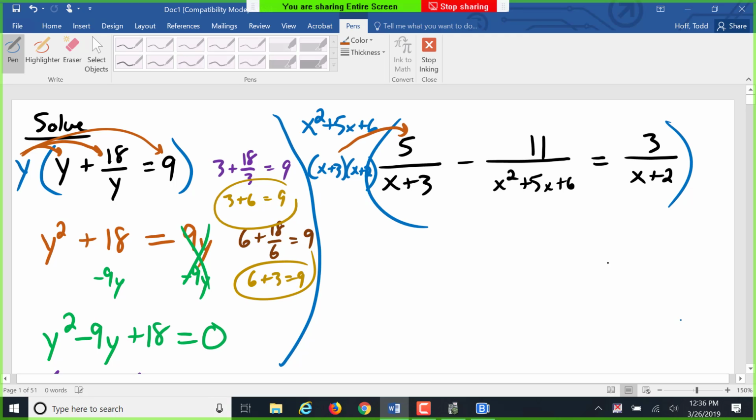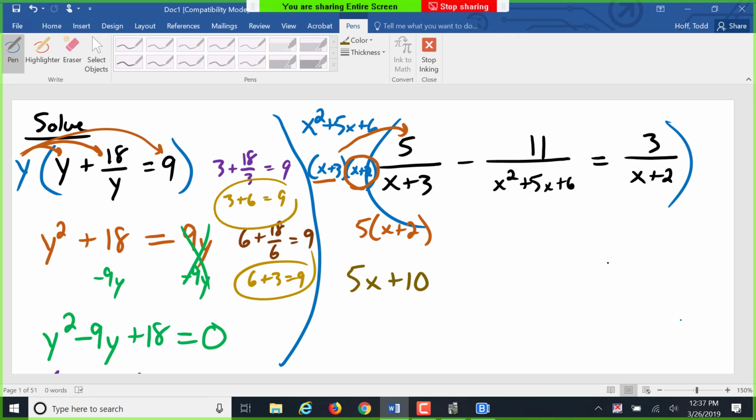So we multiply the first term, 5 over x plus 3. Well, the x plus 3 is going to cancel out, leaving us with just x plus 2. So it's 5 times the x plus 2, which gives us 5x plus 10. Now I'm going to pause. Are there any questions on how I got 5x plus 10 there? Okay.